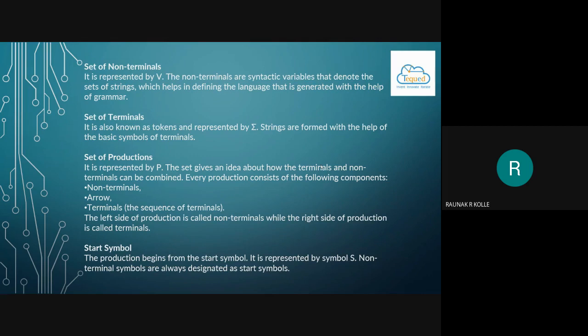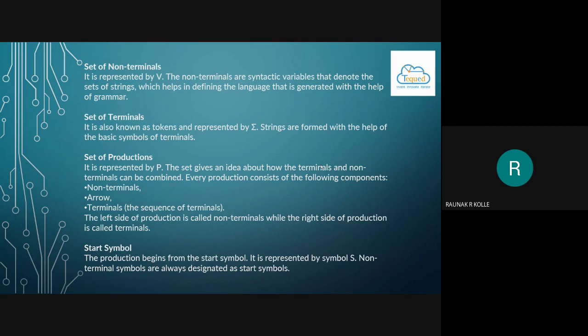First we have the set of non-terminals. It is represented by the capital letter V. The non-terminals are syntactic variables that denote the set of strings, which helps in defining the language that is generated with the help of grammar. Set of terminals. The set of terminals is also known as tokens and represented by sigma. Strings are formed with the help of the basic symbols of terminals.